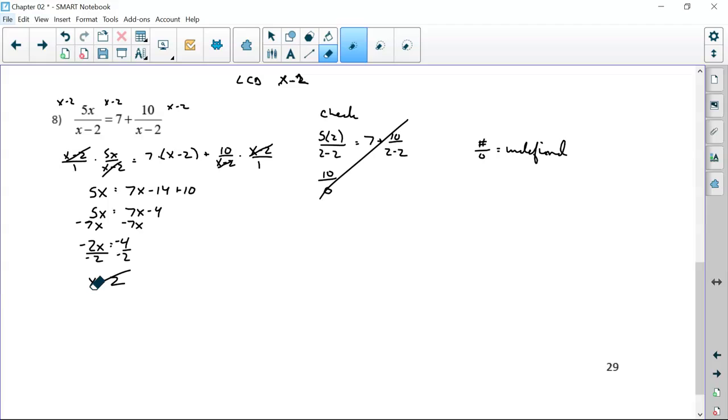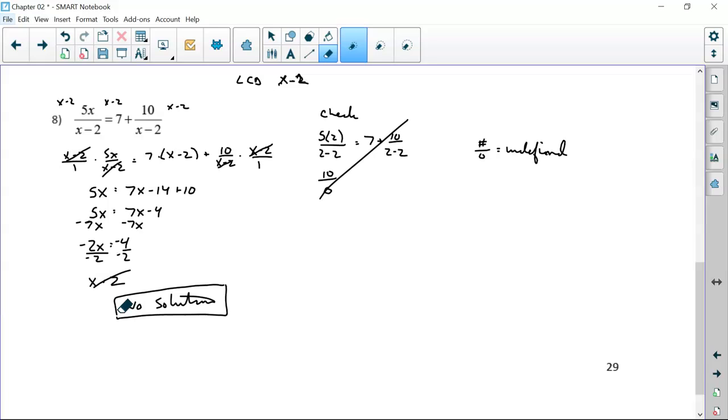Now, that was my only solution. It didn't work. So what I have here is no solution. There is no value for x that would make that equation true. There's no solution. Remember, this is where the two graphs will intersect. These graphs will have no point of intersection. So don't forget to check for extraneous solutions.